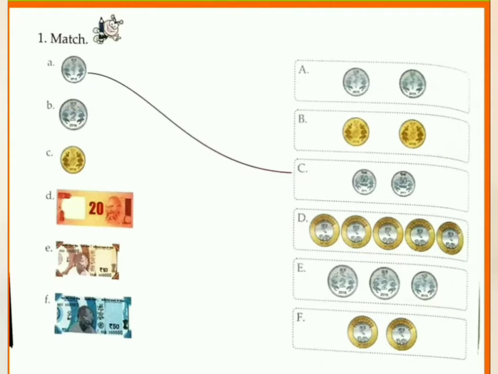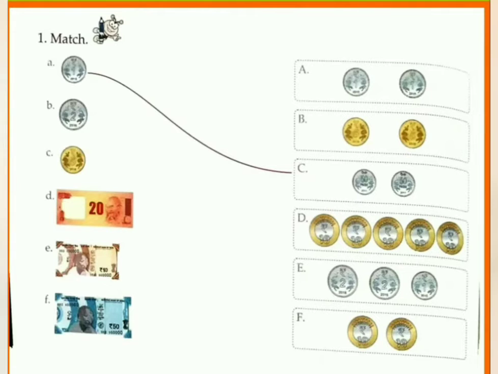In this we have to match the right hand side and the left hand side. A few coins and notes are given, so we have to match them with the correct value. The first one, A part, is done for you: a 1 rupee coin is equal to 2 50 paisa coins. We know that 1 rupee is equal to 100 paisa. 50 paisa plus 50 paisa is equal to 100 paisa, and 100 paisa is equivalent to 1 rupee.